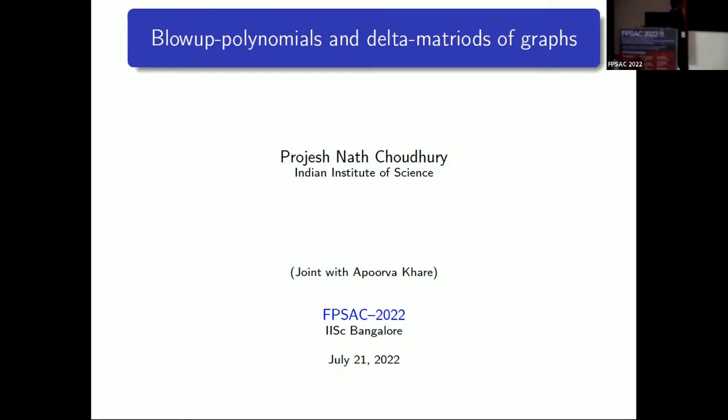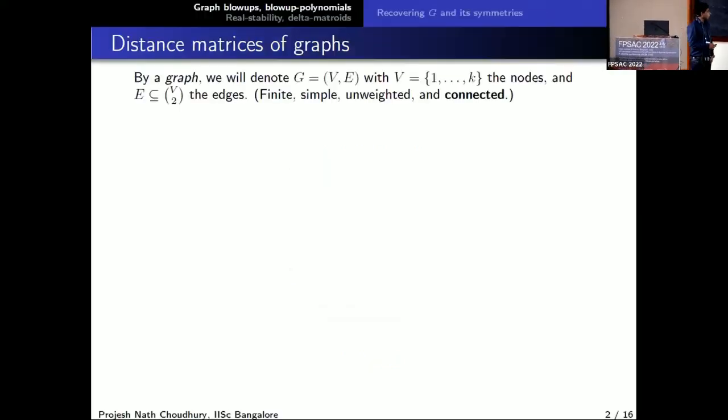Thank you. So today I'm going to talk about a new kind of construction arising from a finite simple connected graph, which we call Blowup-polynomials of graphs, and which turn out to have some nice properties and connections. This is joint work with the previous speaker, Apurva Kare. So let us set some notation.